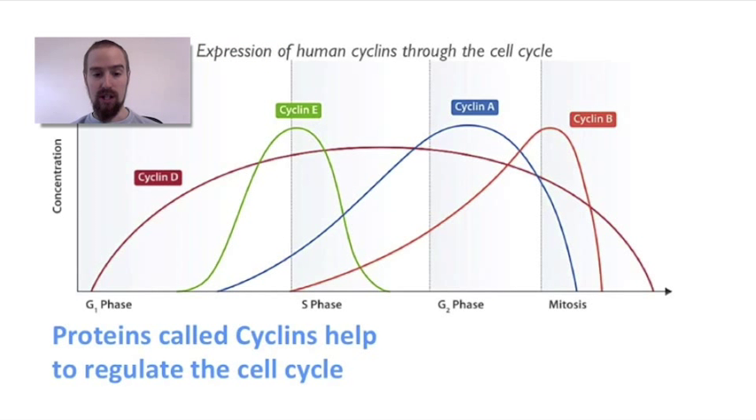For example, we see that the concentration of cyclin E spikes right when the cell is transitioning from G1 phase to S phase, and we might therefore infer that cyclin E has something to do with beginning the process of DNA replication that occurs during S phase. Likewise, we might infer that cyclin B, which spikes right at the end of G2 phase of the cell cycle, has something to do with beginning the process of mitosis. This is just another example of the many important roles that protein molecules play inside of our cells.